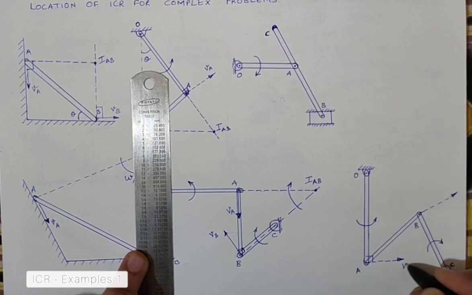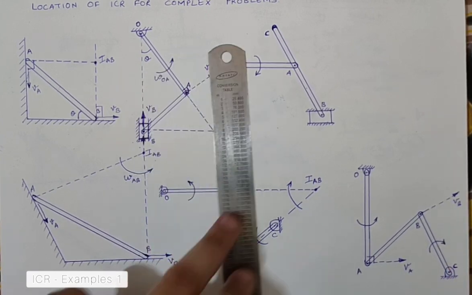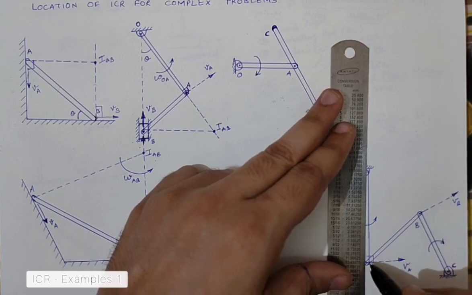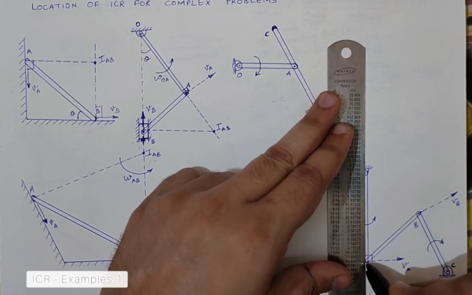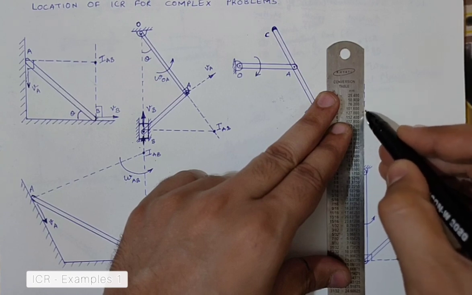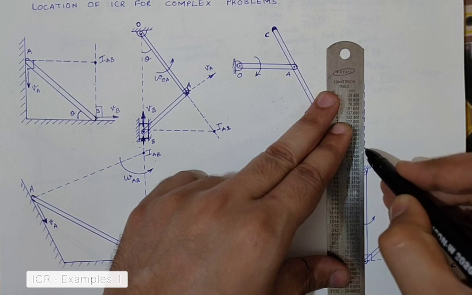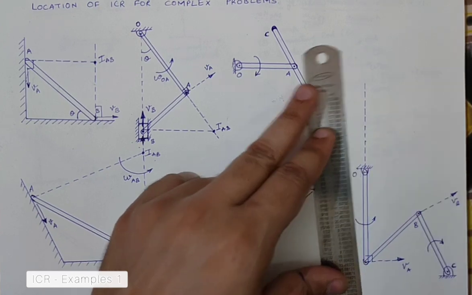Now this is my VA, this is VB. Try and draw the perpendiculars for both of the velocities, and wherever they intersect we will get nothing but our ICR, definitely for link AB.